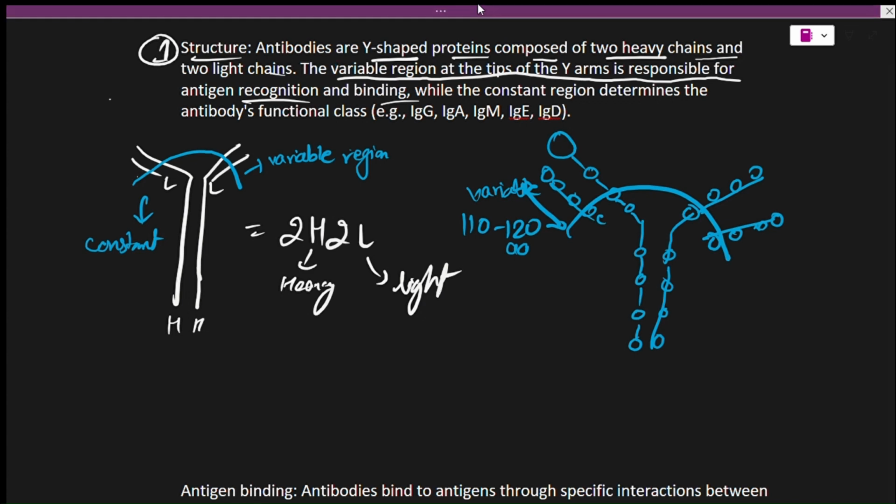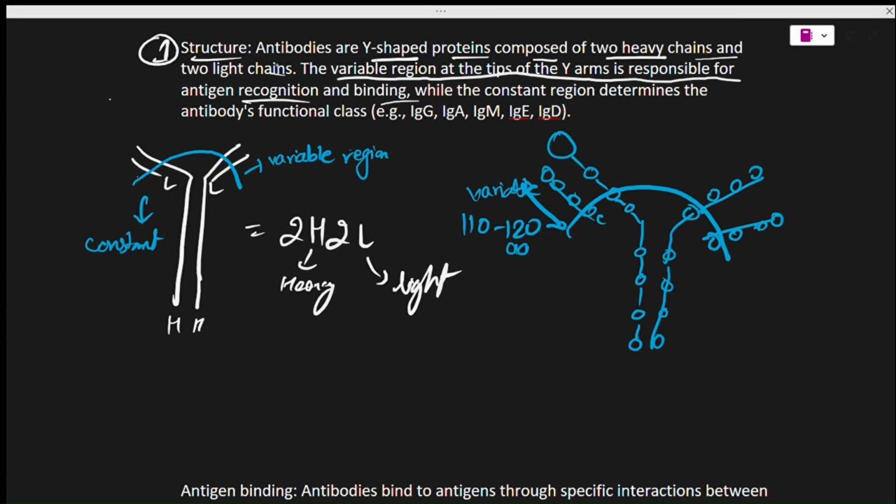In this variable region, there is actually no fixed order in which these amino acids are arranged. In one antibody, the sequence here can be valine, glycine, proline, etc. In a second antibody, it can be leucine, arginine, glutamic acid or glutamate, etc. It can be anything, and these 110 to 120 amino acids will not be the same. They will be variable according to the antigen.